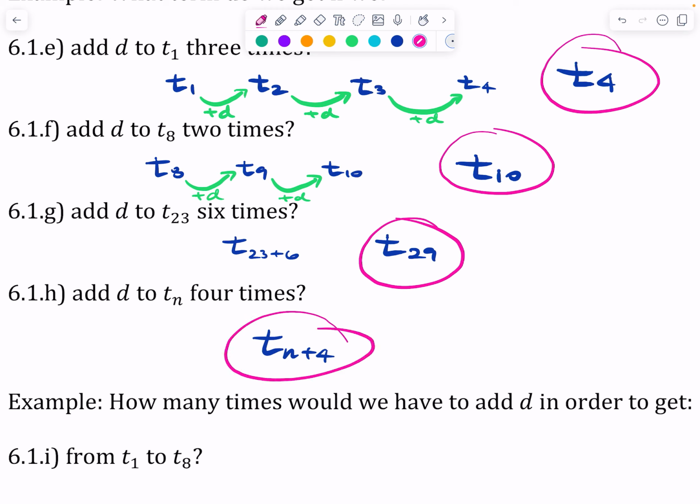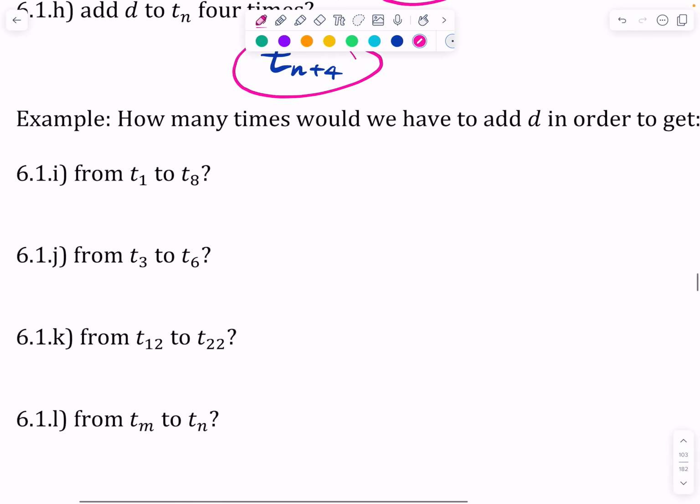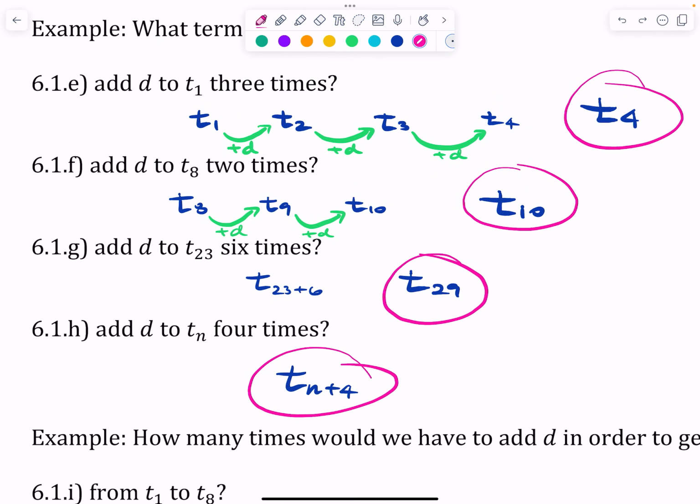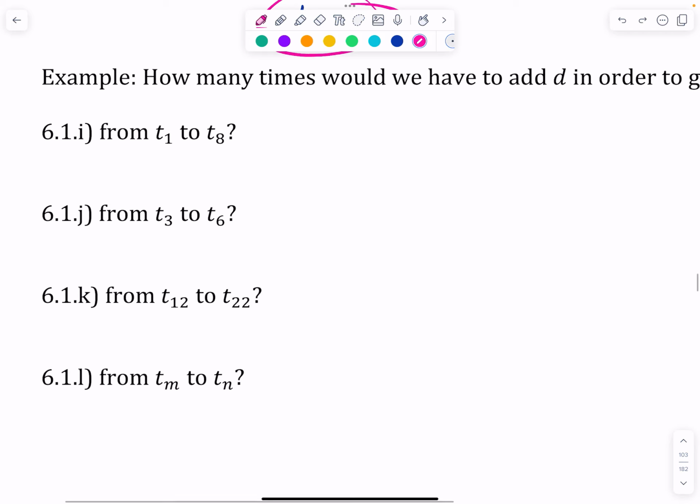So take that idea. Oops, I'm so sorry. Take that idea, see if you can determine how many times you would have to add the difference in order to get from term 1 to term 8. You can try one out the long way, but kind of use the connection that we saw in these examples to get these ones. Take a few minutes, whisper to people around you as to what your process is, how you're getting that, and then pick up the video after you've given these a bit of a shot.